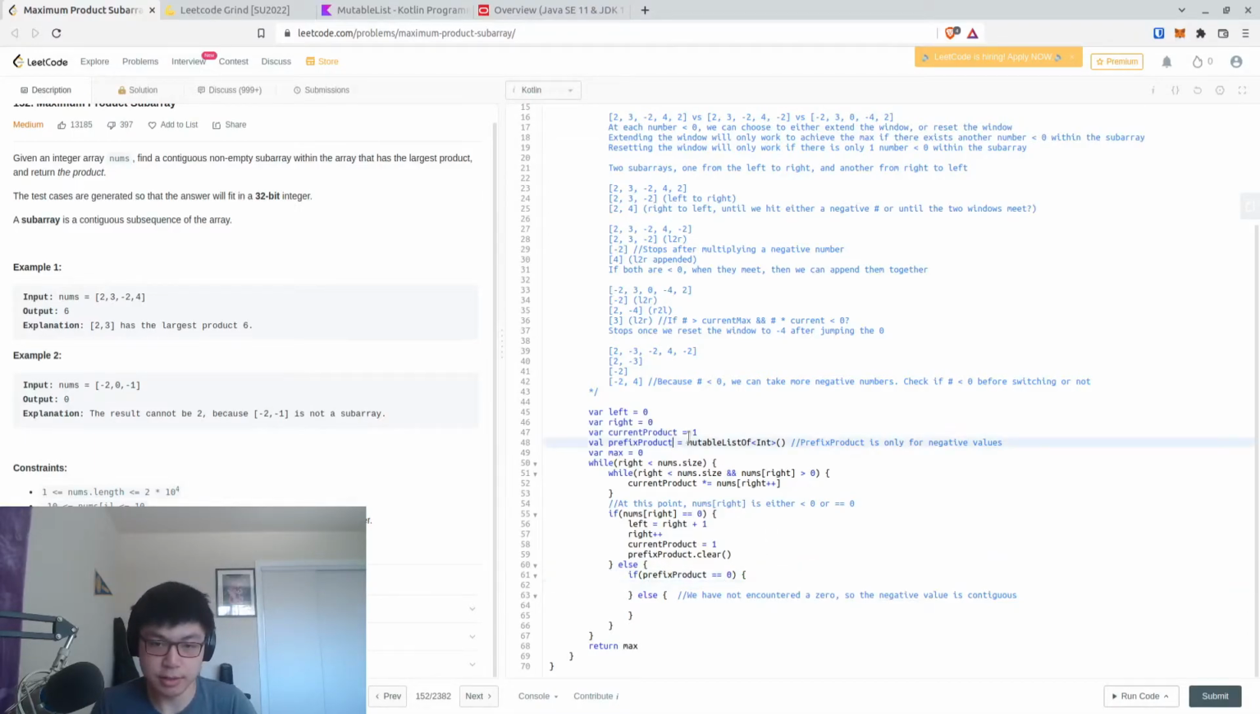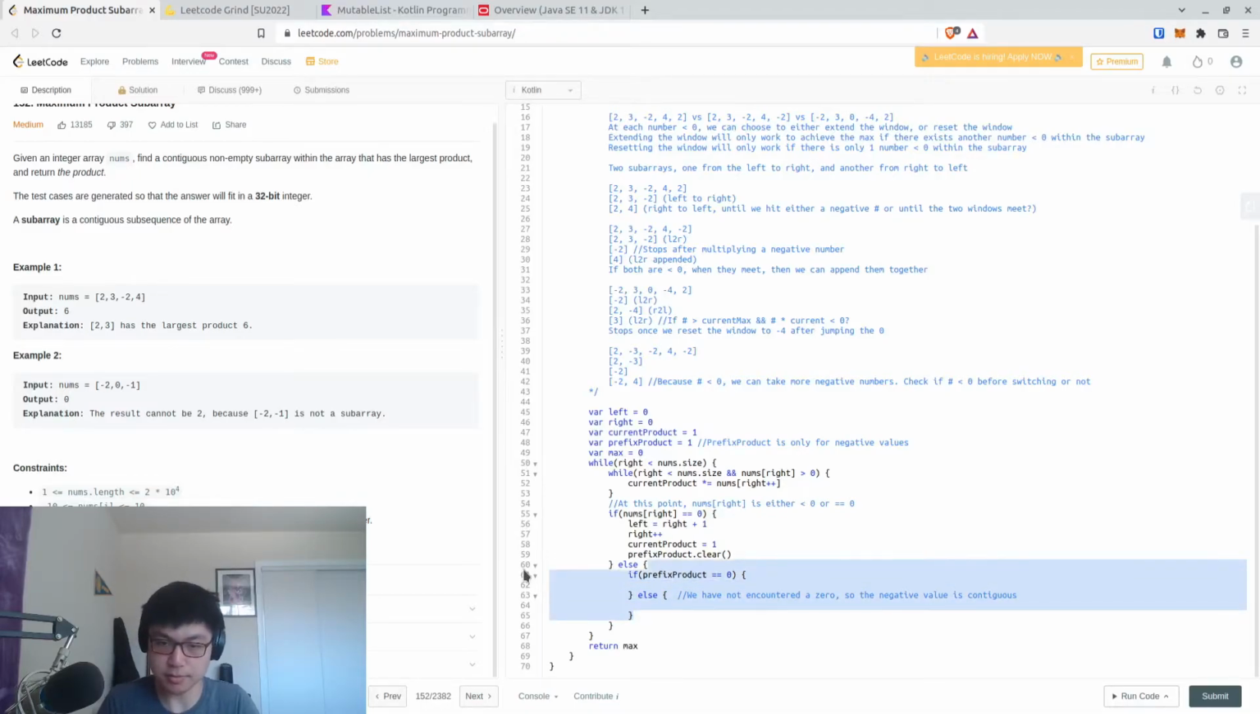It's fine. We start our prefix product as 1. This is a var now. The idea is that if it's 0, that means that we can keep it at -1, or we can keep it like this. We don't need this if statement.